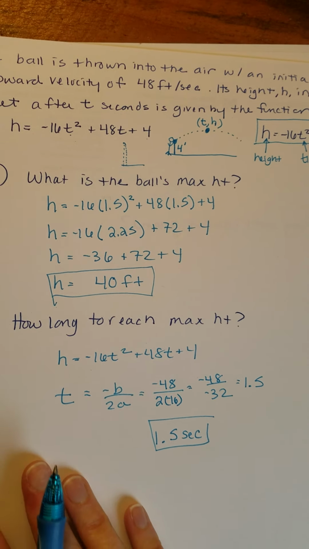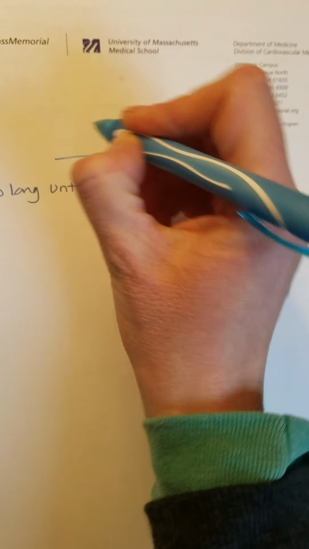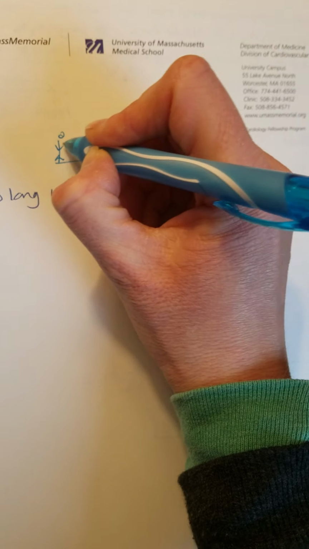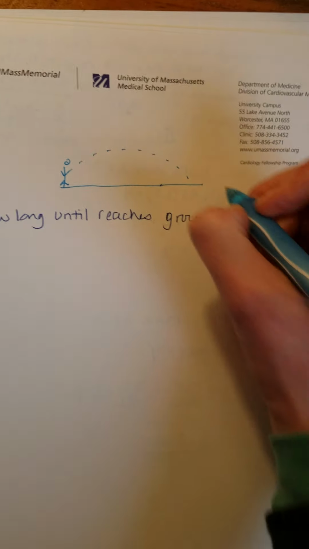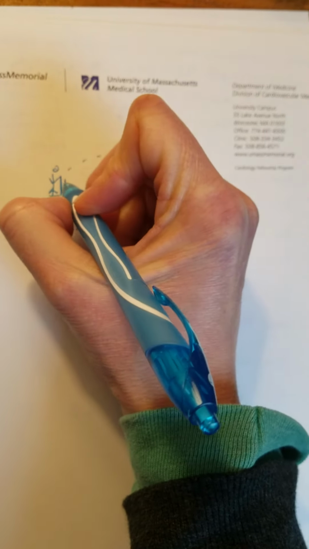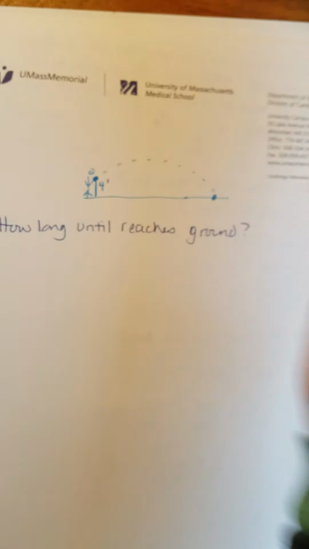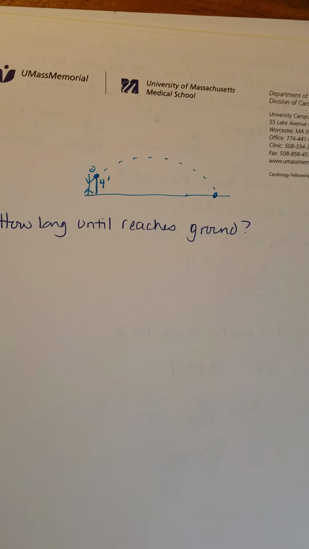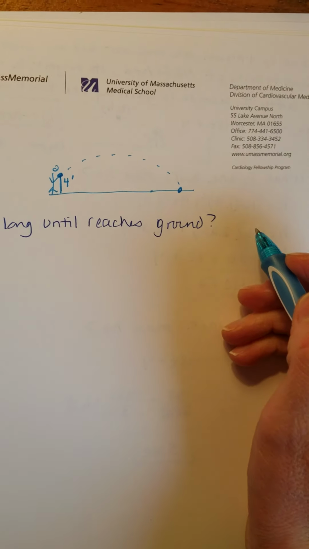Okay, the third type of question that I'm going to ask you is how long until it reaches the ground. So, oh gosh, I gotta redraw my picture here. So you throw a ball, and it's gonna come back down to the ground. So in our situation, remember, this ball was thrown from 4 feet off the ground. That's where it left the person's hand. Okay, probably not a person, I don't know. Anyways, and so we want to know how long until it reaches the ground again.